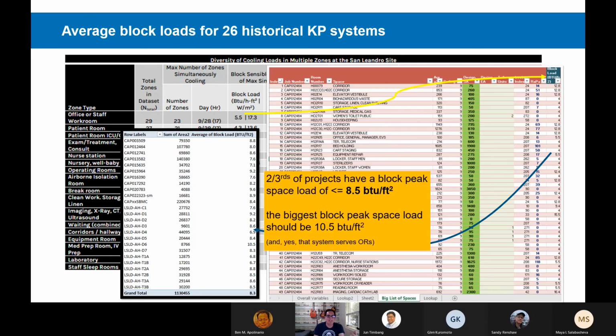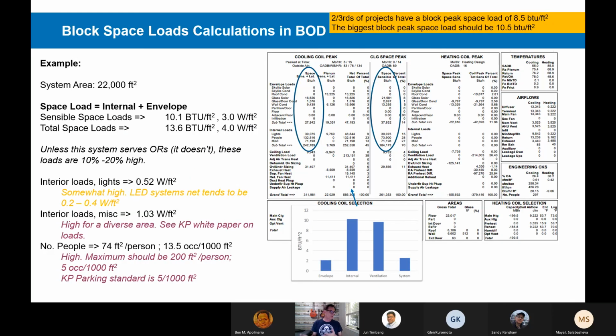So that really suggests a rule of thumb here. About 2/3 of these systems come up with a block peak space load that's less than 8.5 BTU per square foot. And so that's the number that we're going to start to use to check systems during design. If the block peak space load is higher than 8.5 BTU per square foot, that means that we need to take a look at what the assumptions are for diversity.